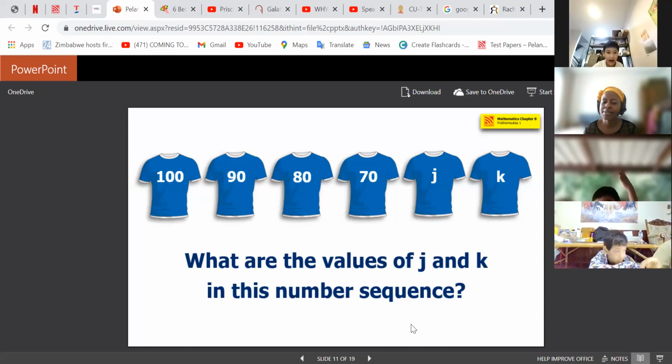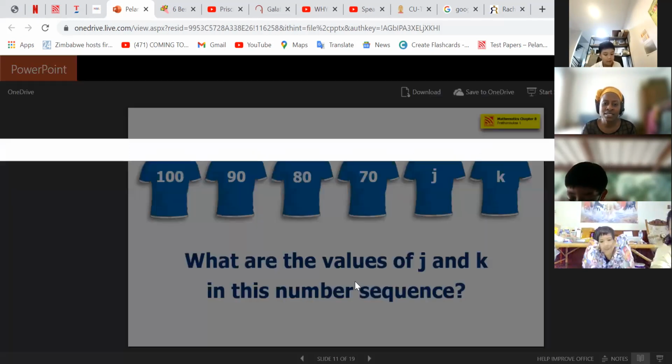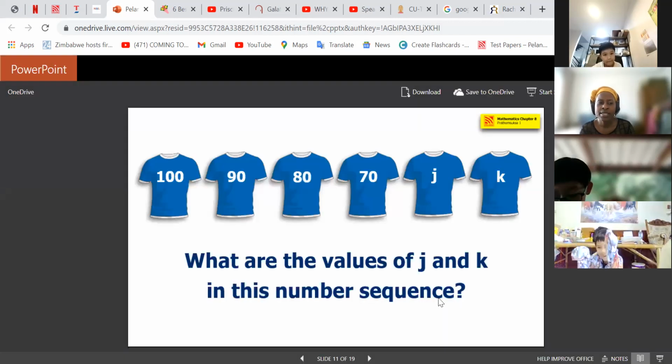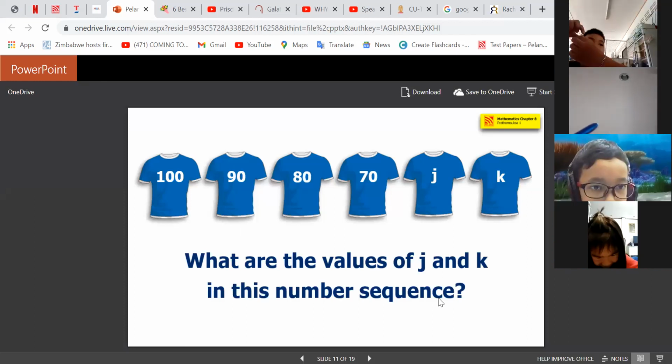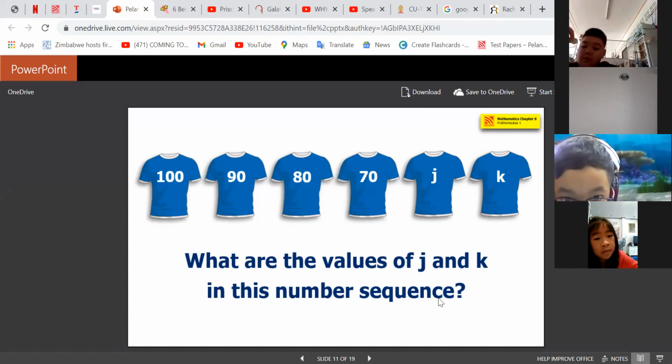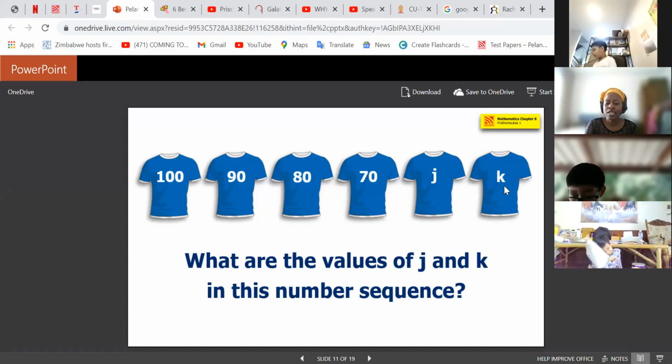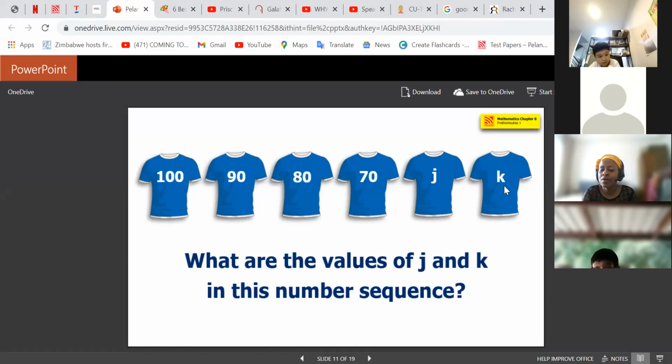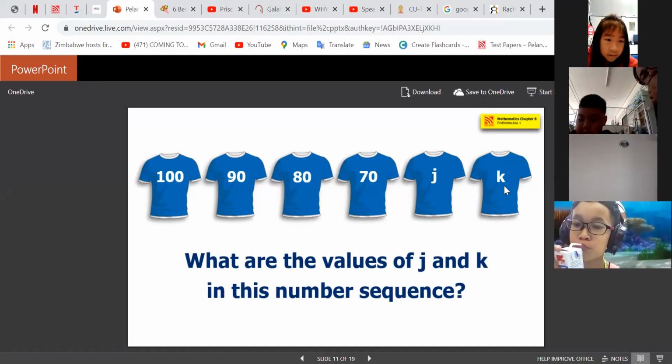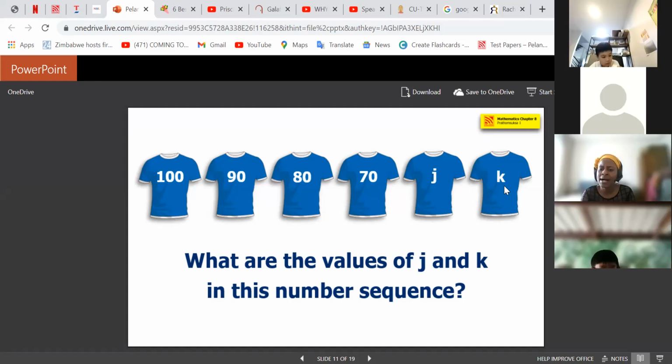The next one, here we have the numbers that we have, and the missing numbers are J and K. What are the values of J and K in this number sequence? Tanyong, what is the value of J? Look at the numbers and then give us the answers. 50. Is it Tanyong? Yes, thank you so much. The value of J will be 60.